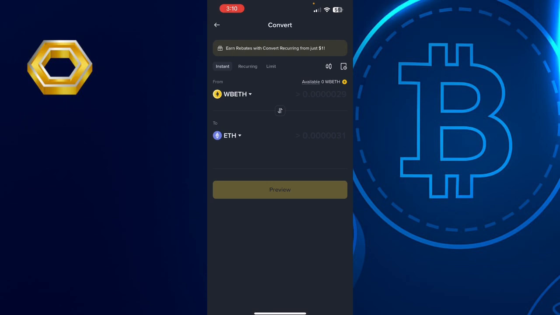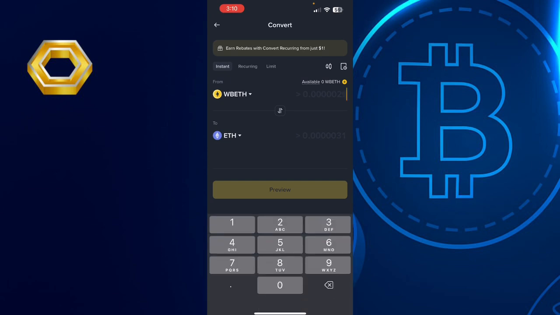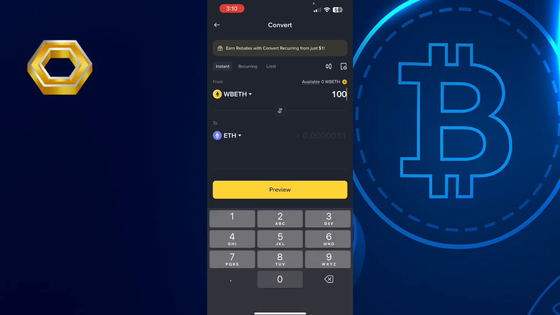Just enter the amount of Wrapped Bitcoin Ethereum you like to convert right here. So let's just enter 100. And we are going to see the corresponding amount in Ethereum right below here. We can also see the amount one Wrapped Bitcoin Ethereum is trading for. We can see that one Wrapped Bitcoin Ethereum is trading for 1.07028 Ethereum.